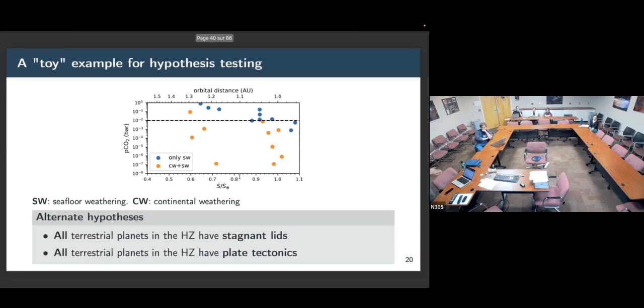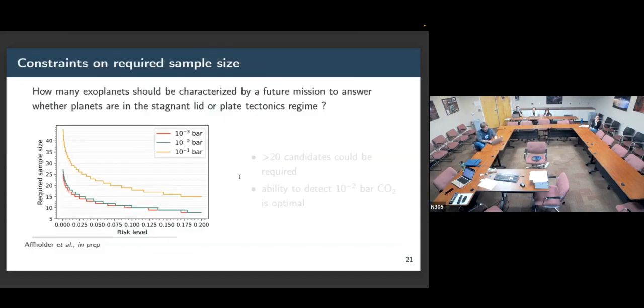So let's compare those two hypotheses. Either all planets are in the stagnated regime or all planets have plate tectonics, just to make it simple. And we also assume that there is a threshold of detection of CO2. If CO2 is above this, our imaginary telescope will be able to pick up the signal. If it is below, the telescope will not be able to pick up the signal. And we plot the required sample size as a function of the risk level that we're willing to accept, risk being risking to infer some evidence for the incorrect hypothesis. So we do that for either hypothesis and simulate sampling a lot of times to do that.